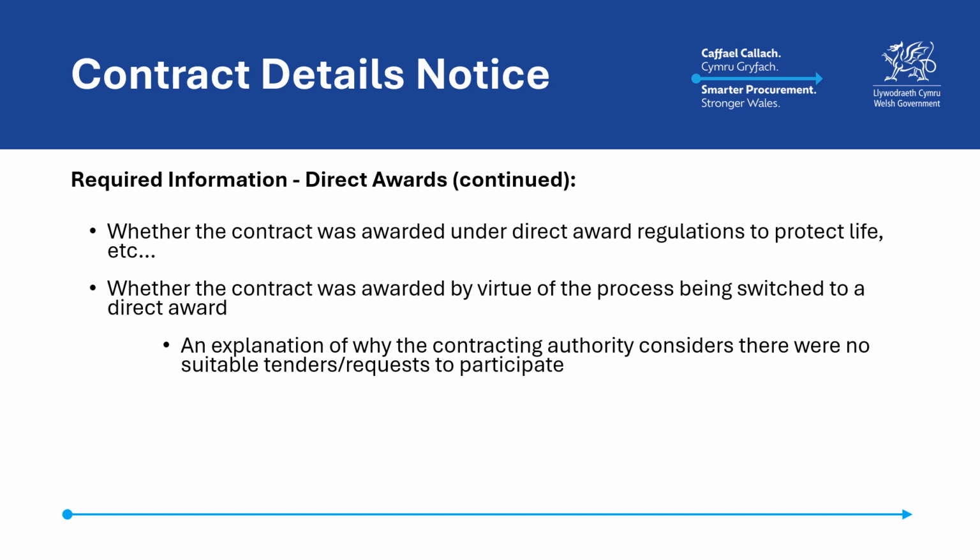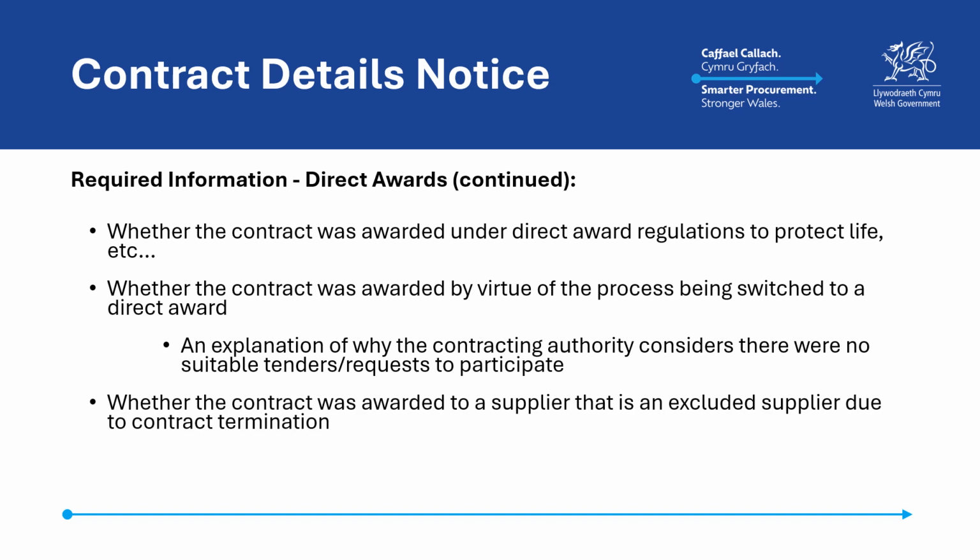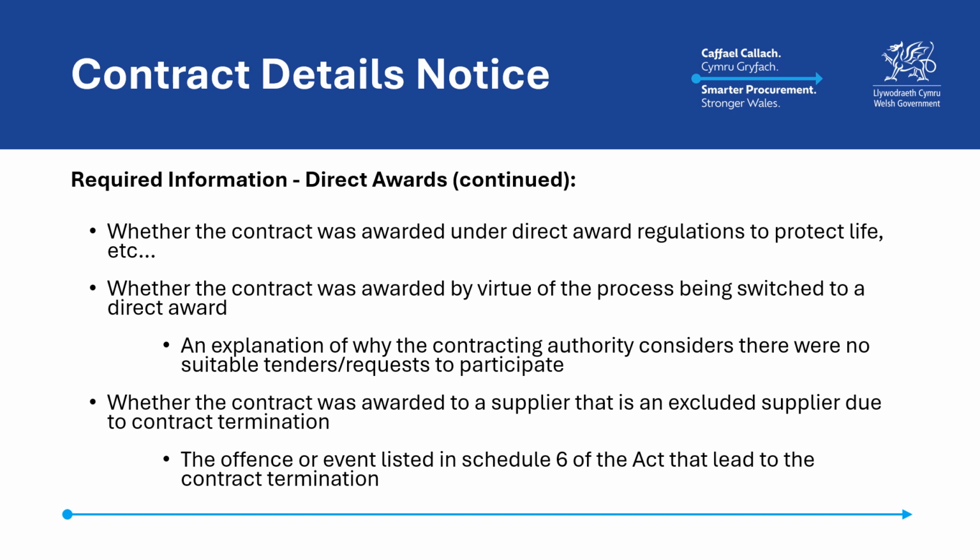An explanation of why the contracting authority considers there were no suitable tenders or requests to participate by reference to Section 43 paragraph 2 of the Act, and why it considers that an award under Section 19 of the Act, which covers the award of public contracts following competitive tendering procedure, is not possible in the circumstances. Whether the contract was awarded to a supplier that is an excluded supplier due to contract termination by virtue of Section 41 paragraph 2 of the Act, and the offence or other event mentioned in Schedule 6 of the Act in question which led to the termination of the contract.